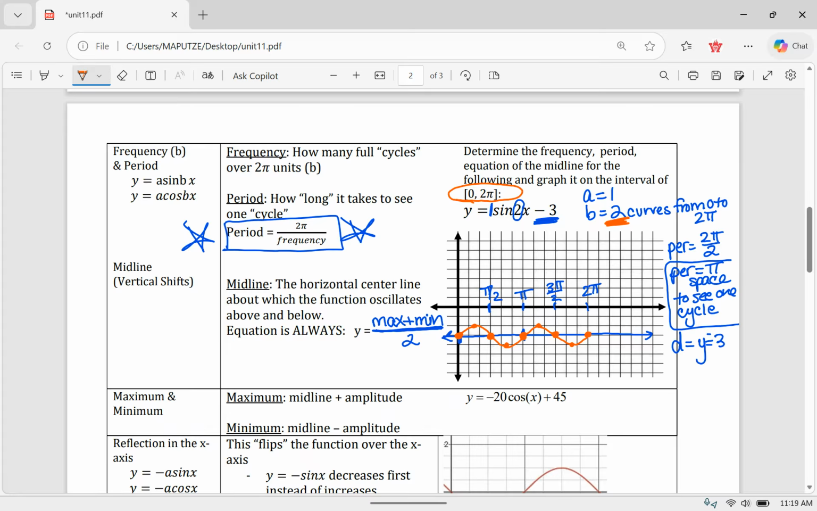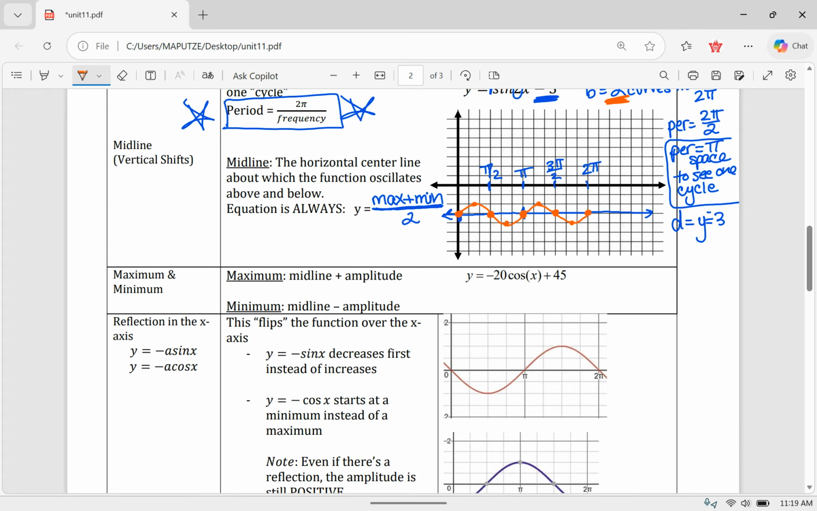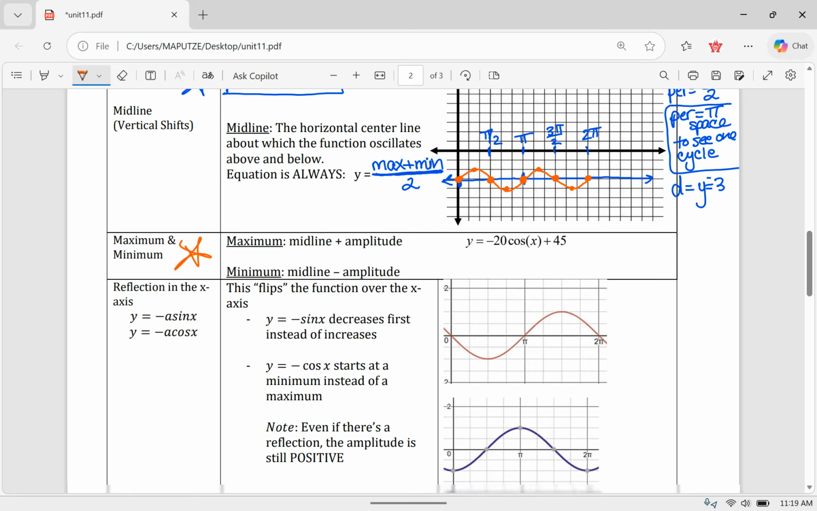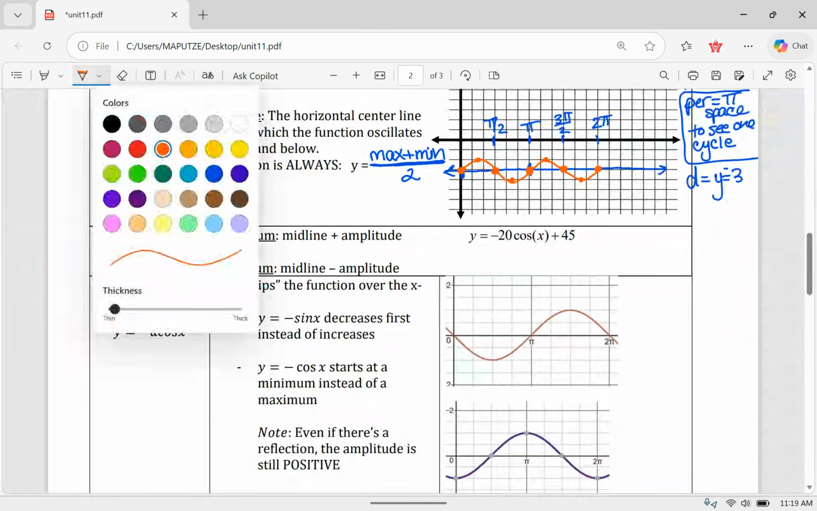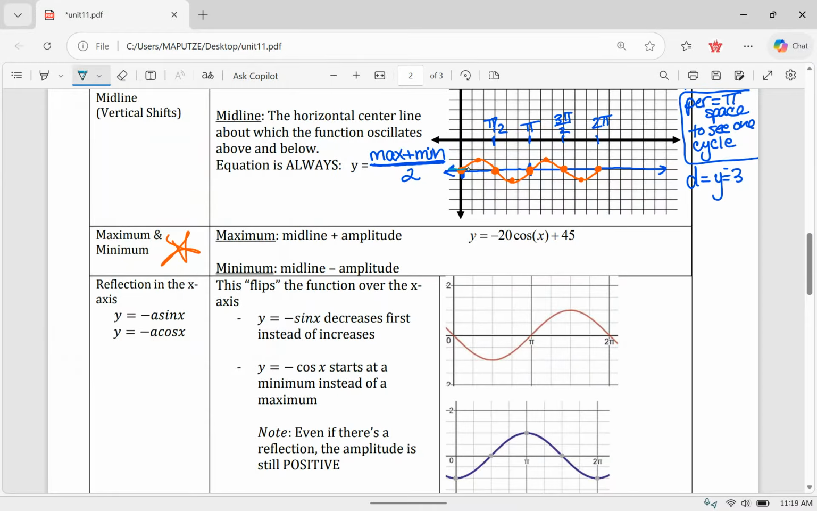Okay, so those are kind of like your basics. We're going to look at this next one. Max and min comes up a lot on their multiple choice section. And so if we kind of look at our graph, we technically start at the midline, and then to get to a maximum, we just apply the amplitude. We go up an amplitude or we go down an amplitude to get to a minimum. And so that's all this is saying, is start at the midline, tack on an amplitude to get the high value, start at the midline, and subtract to get the low value.